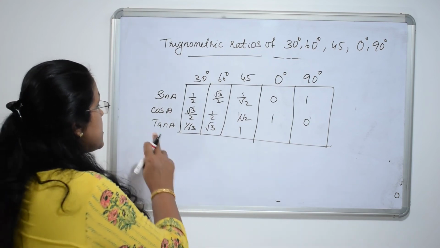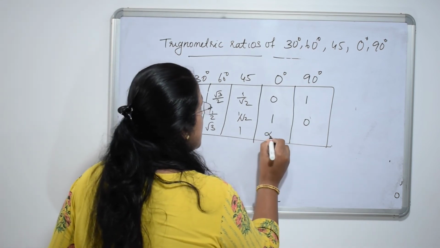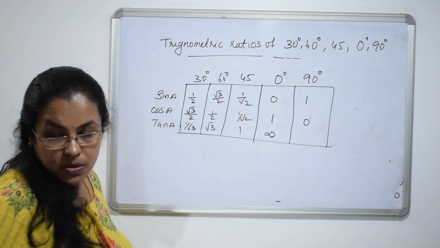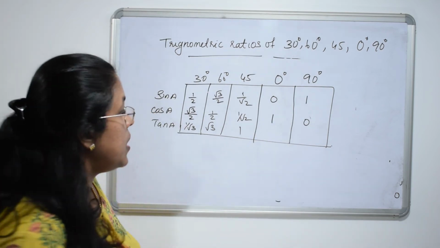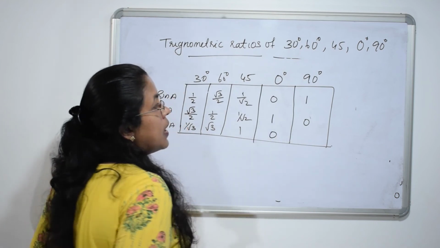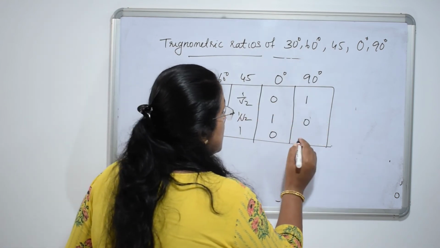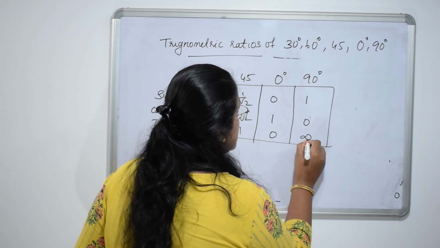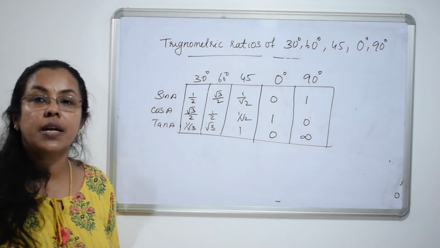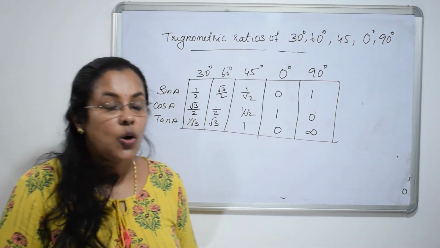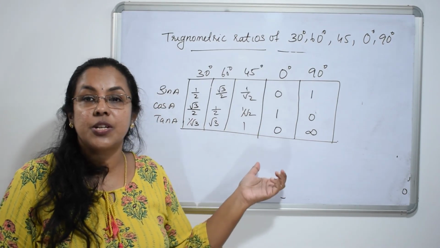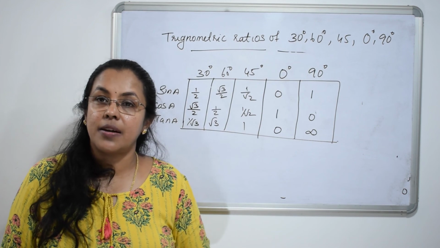Okay. Next, tan 0 is 0 and tan 90 is not defined. This is the table. Hope all of you are clear with the trigonometric ratios of all these angles.